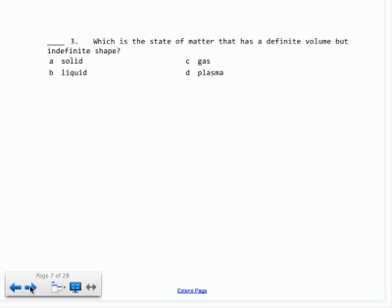Which state of matter has a definite volume but indefinite shape? That is liquid. Solids have definite volume and definite shape. Gases have neither definite volume nor definite shape.